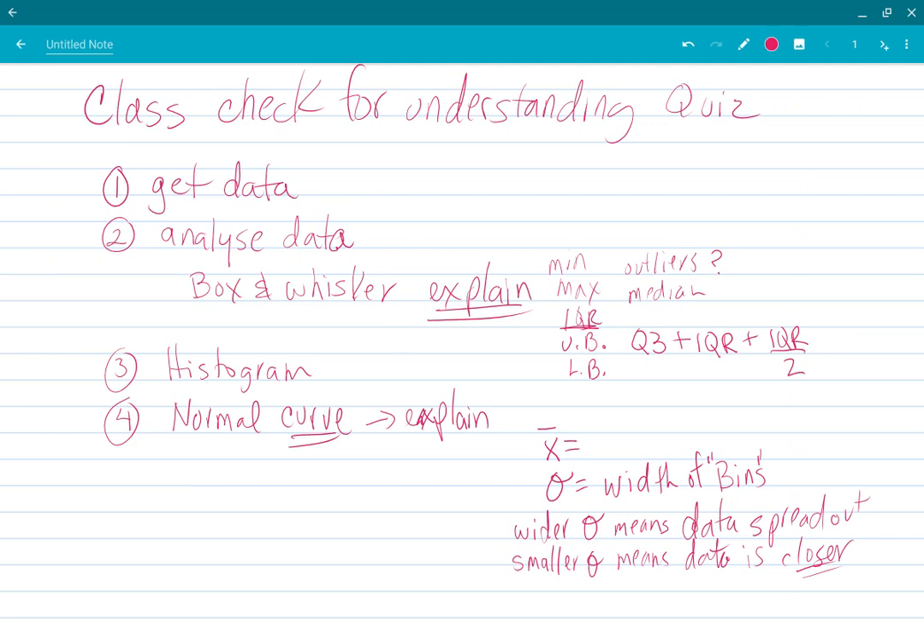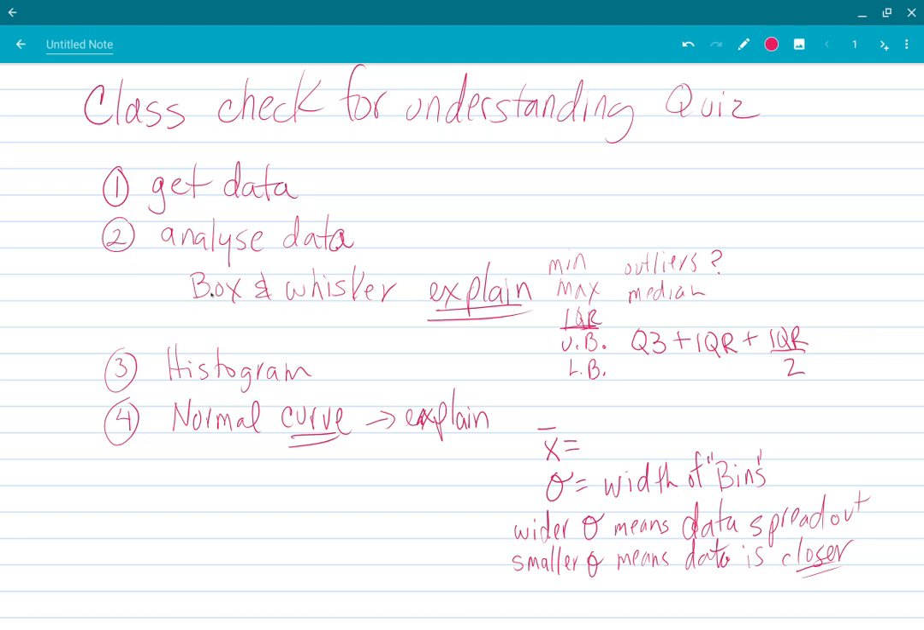Today we're going to do a class quiz, so you're going to be able to check your understanding and then help each other out. So we're gonna get some data. I'm gonna give you the data in a minute, and you're gonna analyze the data. Analyze means you're going to explain the data, and you can explain it in a bunch of different ways.